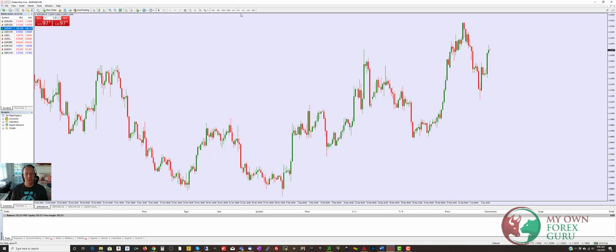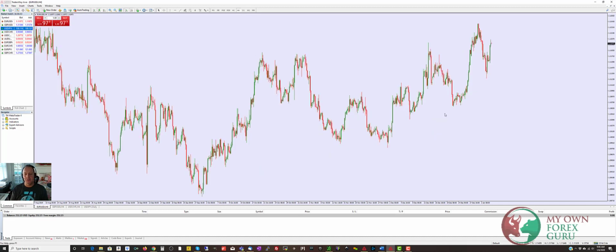So what I do is I start putting my support and resistance lines in and identify areas based on that where I want to trade. So I'm going to start putting in some support and resistance, and hopefully you know how to do this. It's quite simple.